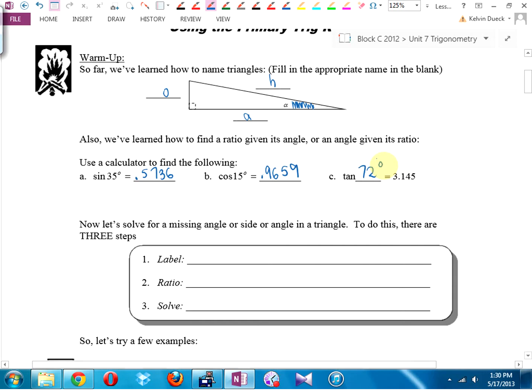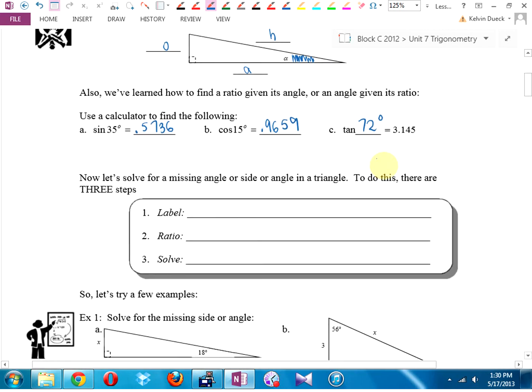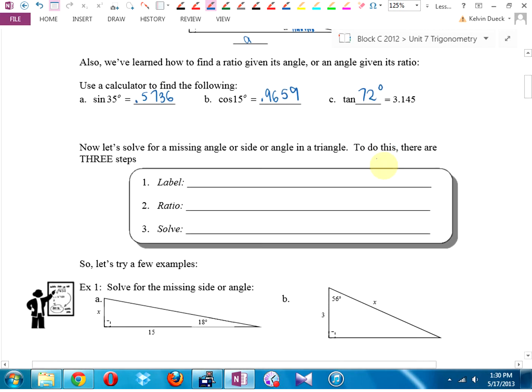Now we're going to put it all together. We're going to take Pythagoras, a squared plus b squared equals c squared, and we're going to add a very, very useful tool, Trig, SOHCAHTOA Trig, that acronym that we came up with last day, to solve triangles. To solve for a missing angle or side in a triangle, there are 3 steps. Label.